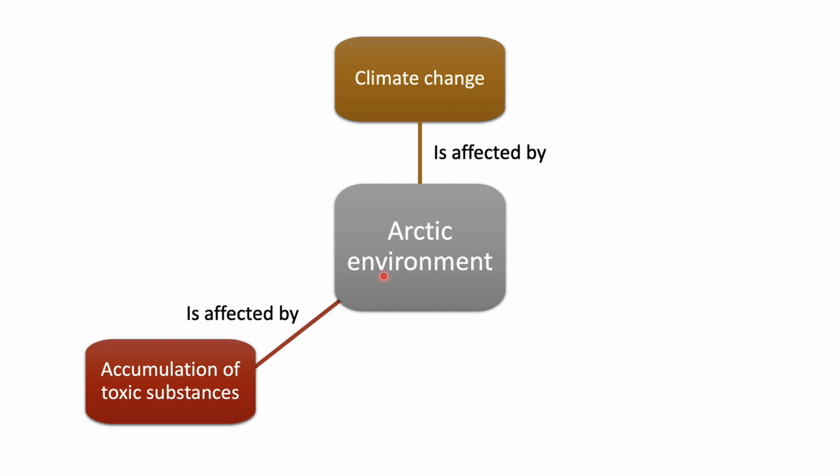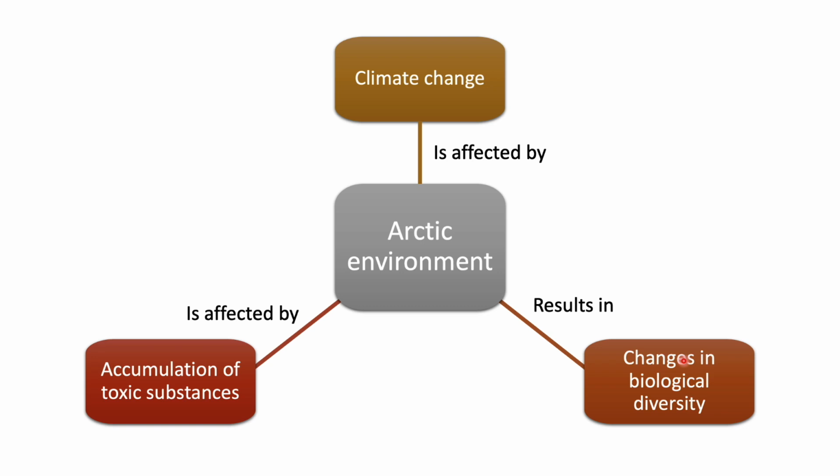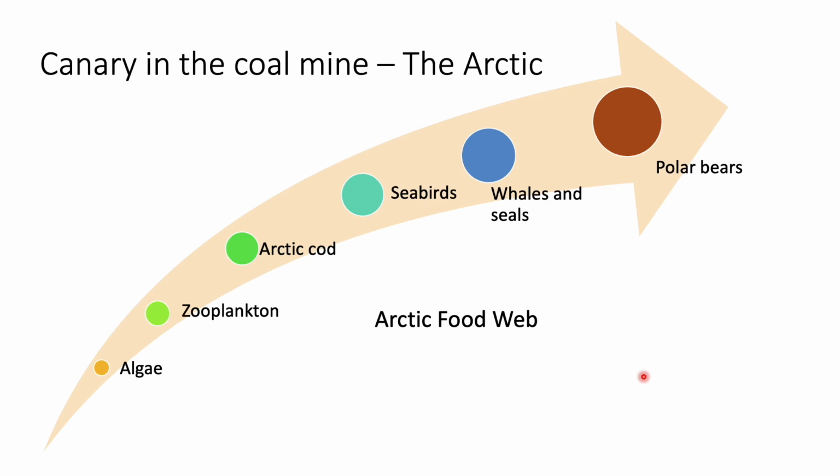And why do we have to worry about the accumulation of toxic substances? Because this results in changes in biodiversity in the Arctic region. In fact, the accumulation of toxic substances in the Arctic environment leads to changes in biological diversity. So that's what we are going to study: how the accumulation of toxic substances affects the Arctic environment. The Arctic is basically called a canary in the coal mine.